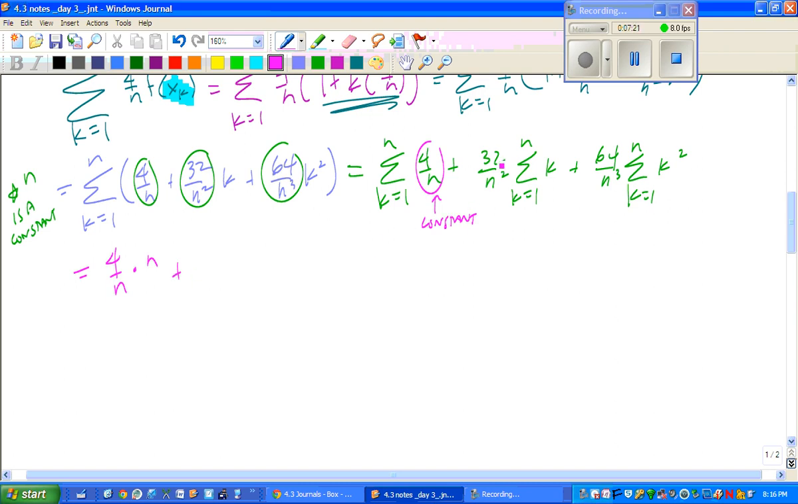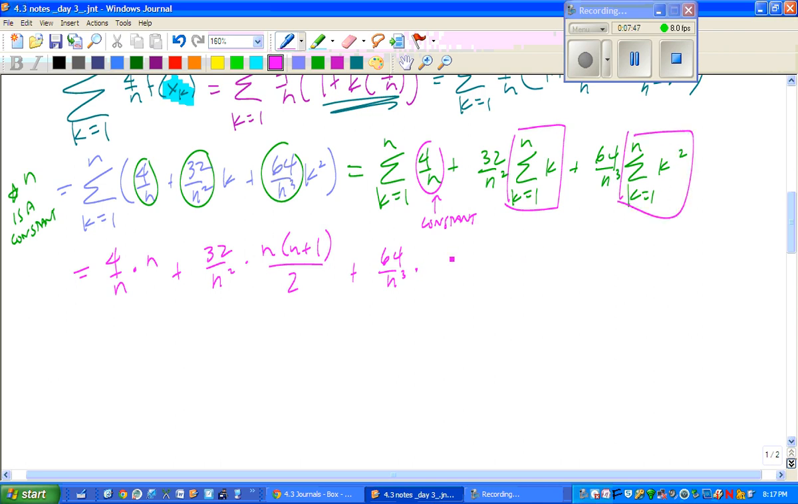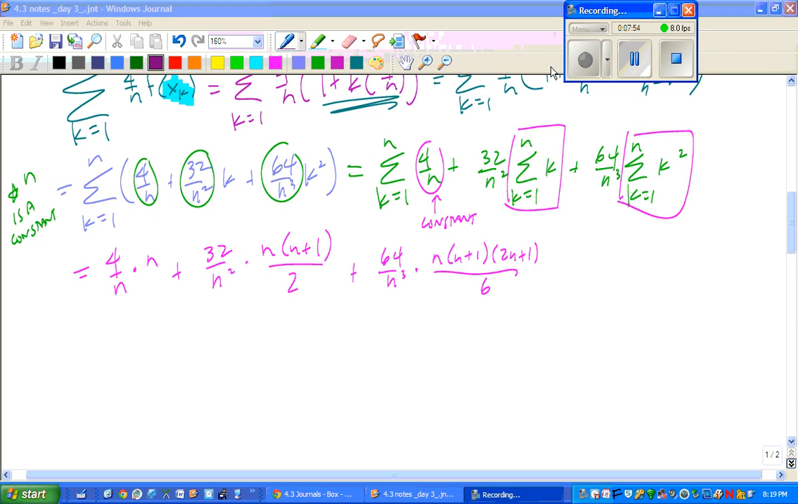All right, next one, the 32 over n squared, that's the constant. It stays out in front, times the sum of k. This is one of the ones that we talked about and had a formula that you need to remember. That's going to be n times n plus 1 all over 2, plus 64 over n cubed, again, constant stays out in front, times the sum of k squared, another formula that we had, n times n plus 1 times 2n plus 1 all over 6.